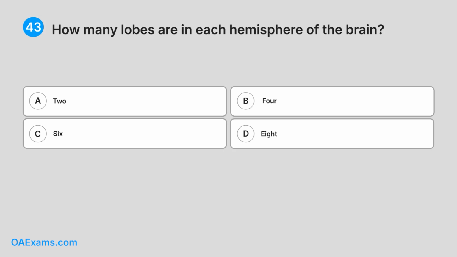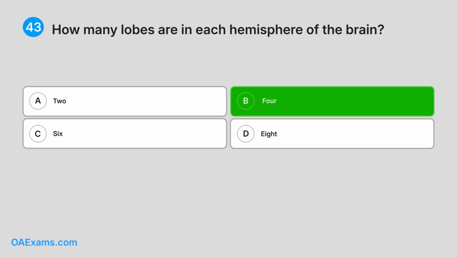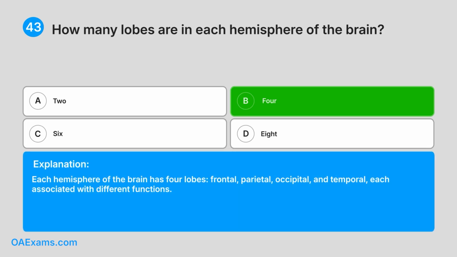43. How many lobes are in each hemisphere of the brain? A. 2. B. 4. C. 6. D. 8. Can you guess the answer? Correct answer. B. 4. Explanation. Each hemisphere of the brain has 4 lobes: frontal, parietal, occipital, and temporal, each associated with different functions.